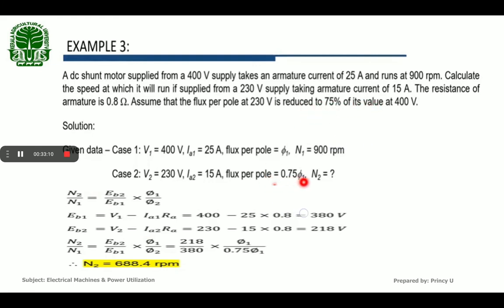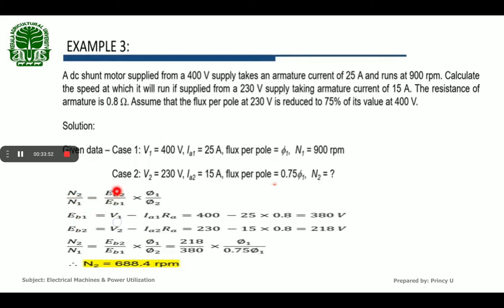So phi2 is 0.75 phi1. Now at the second case flux per pole is 0.75 phi1, and the speed at the first condition, N1, is 900 rpm. Now you have to calculate the speed in the second case, N2. We know the equation for a DC shunt motor: N2 by N1 is equal to E_b2 by E_b1 into phi1 by phi2. We don't know E_b1 and E_b2, so first we have to find them. The relation between phi1 and phi2 is given: phi2 is 0.75 phi1. If we know E_b1 and E_b2, we can find N2.